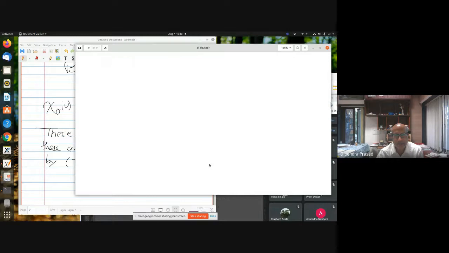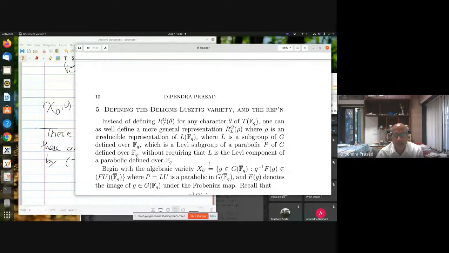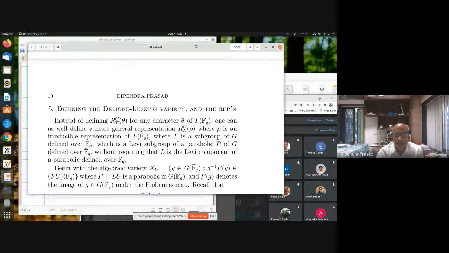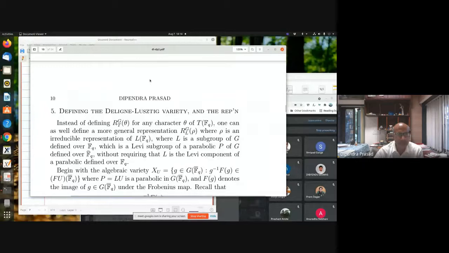Okay, so one of the things I must do is to tell you how these Deligne-Lusztig representations are defined. Even if it will be some black boxes, I still have to show you at least some of it. So this is what I do now.